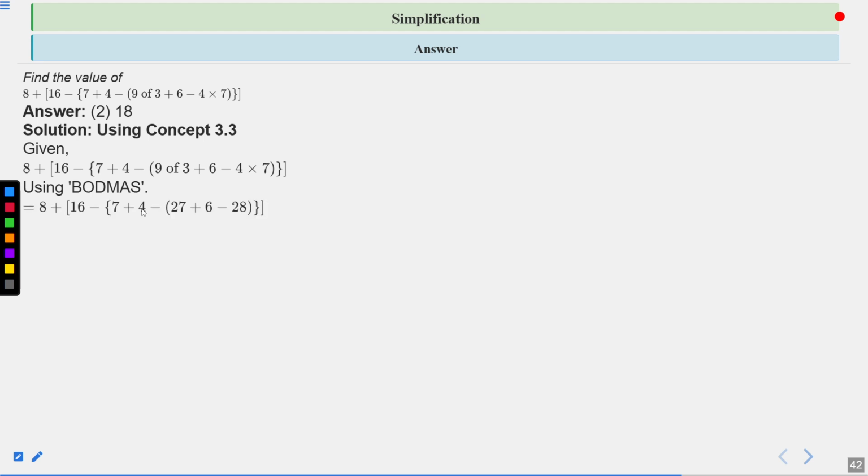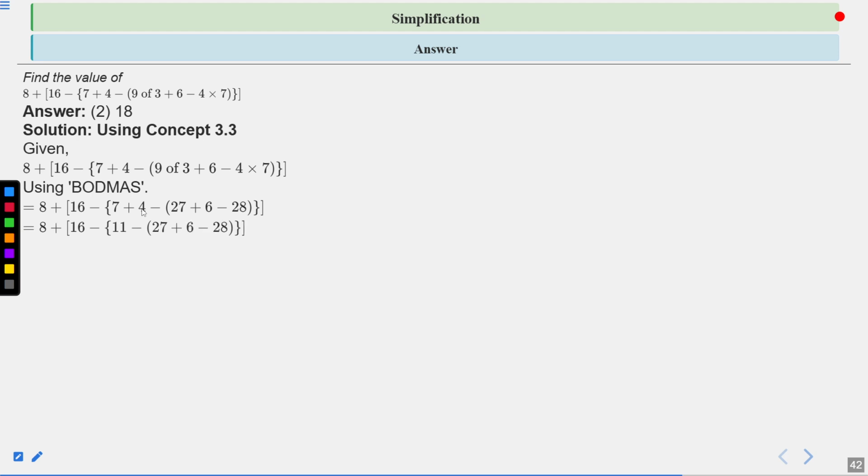So by using that concept, we can write it 8 plus in large bracket 16 minus 7 plus 4 in medium bracket 7 plus 4 minus, and when we solve the small bracket, what we get? We get 9 into 3, 27 plus 6 minus 4 into 7, which becomes 28. Small bracket close, medium bracket close, and large bracket close.